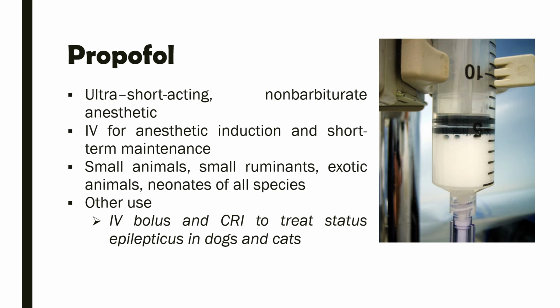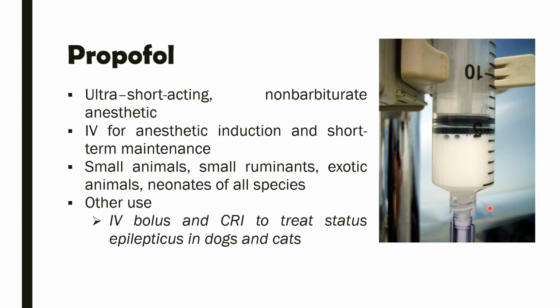Another general anesthetic that is commonly used is propofol. So it is an ultra short acting, non-barbiturate anesthetic. So propofol has been one of the most common injectable anesthetics in veterinary medicine. So this is a color white drug as seen in the diagram, and it is administered IV for anesthetic induction and short-term maintenance. It is indicated for small animals, small ruminants, exotic animals, neonates of all species. It is usually not used in large animals as it comes in little vials, and it is also quite expensive.